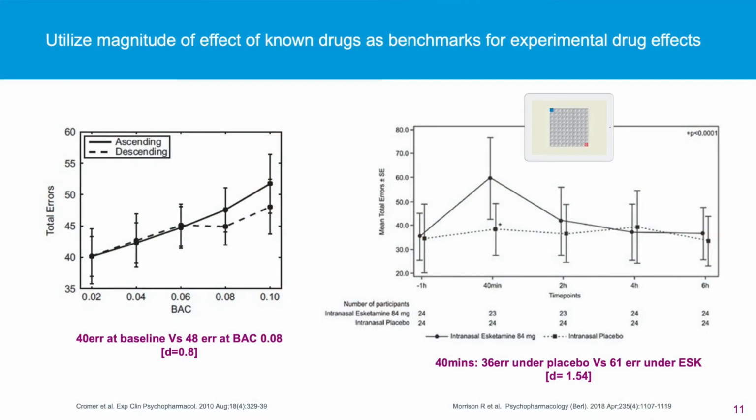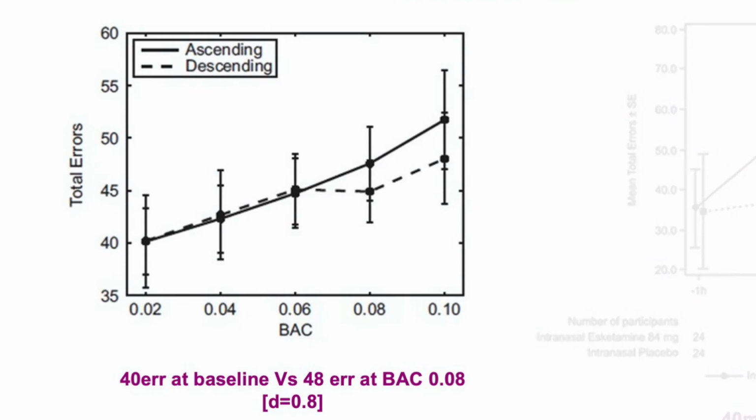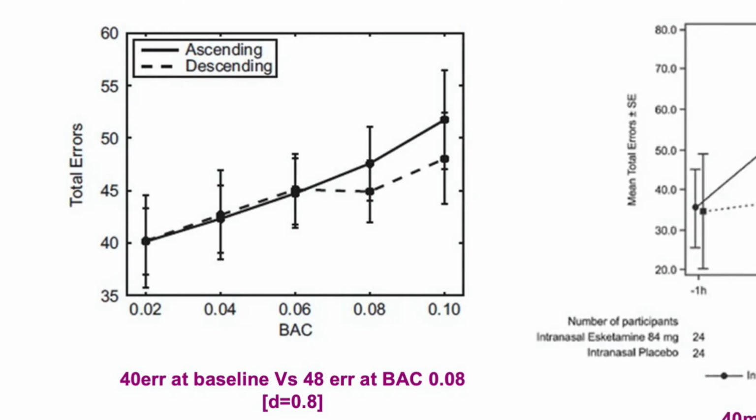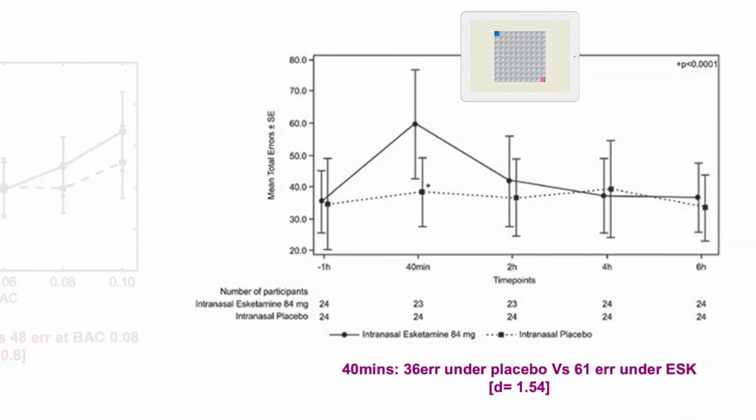So if we take that as an example, you can see in the figure on the left that individuals started with about 40 errors at a blood alcohol concentration of 0.02, and then that number of errors increased to about 48 errors at a blood alcohol concentration of 0.08. And so here we've had an increase of about 8 errors. That information helps us understand the effect that we observed with esketamine.